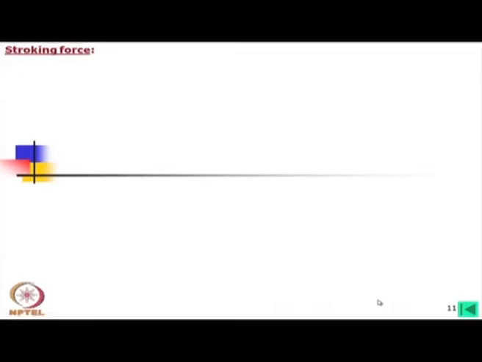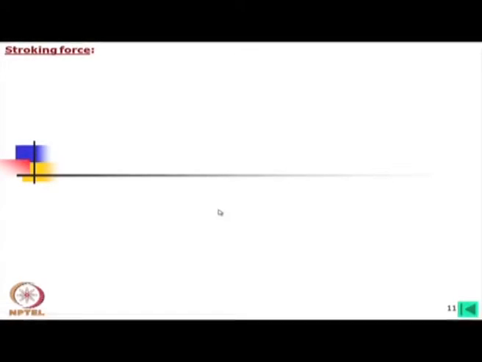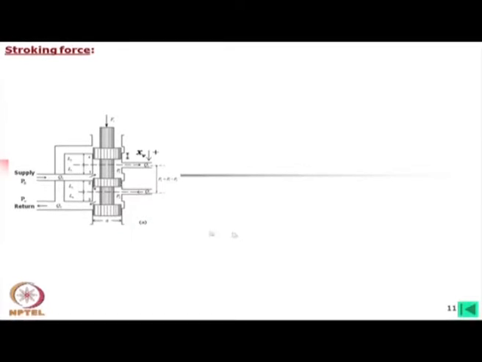Now, the flow force has two components, steady state and transient. But while calculating the stroking force, we also have to consider that the spool has mass. So there will be a force due to the movement of the spool when it is accelerating. If it is moving at constant speed we do not have this force, but when it is accelerating, then we will have the accelerating force.